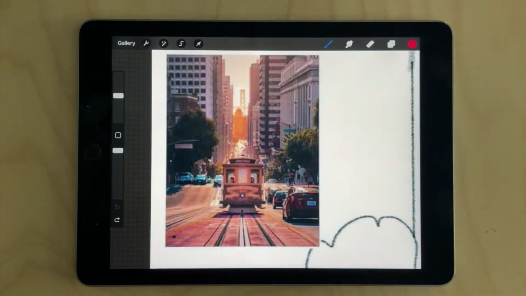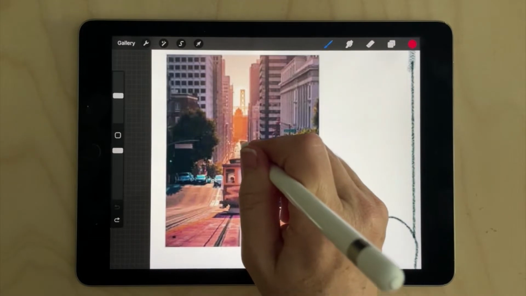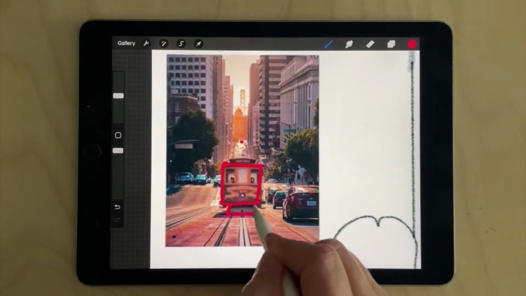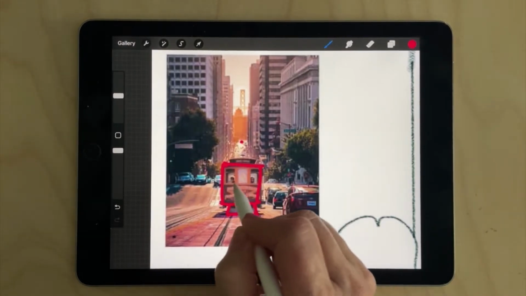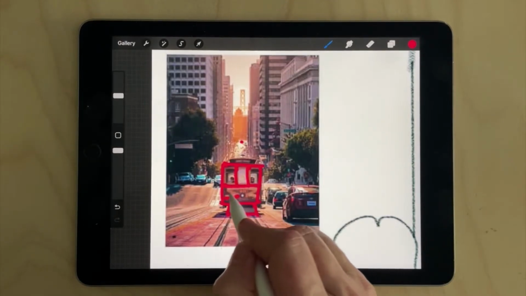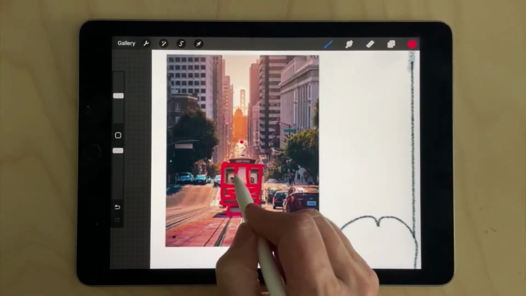But the thing with this is that you almost don't need, yes, there's a vanishing point behind here, but this is such directly face-on perspective for the tram itself that everything is pretty symmetrical. It's just a box with patterns on it.